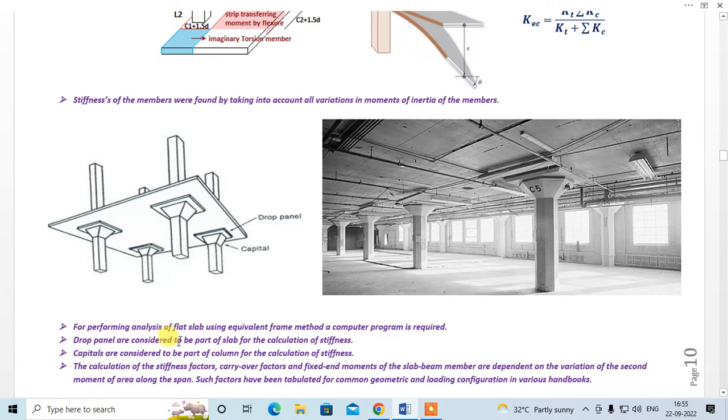Drop panels are considered to be part of the slab for the calculation of stiffness. Okay, capitals are considered to be part of the column for calculation of stiffness, right? The calculation of stiffness factor, carryover factor, and fixed end moment of the slab beam member are dependent on the variation of the second moment of area along the span. Such factors have been tabulated for common geometric and loading configurations in various handbook tables. Some standard tables are available in many handbooks where you can directly get the moment of inertia and all that from that table.